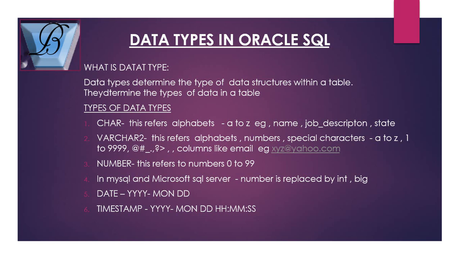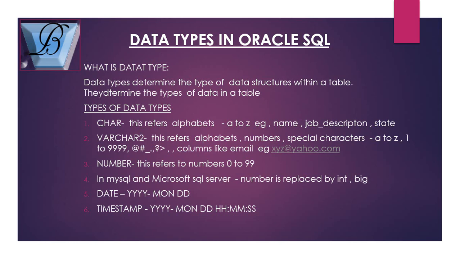Now, what types of data types do we have? There are different data types in Oracle SQL. The first one is CHAR. This refers to alphabet characters. If you have columns for name, job description, or state, the CHAR data type is usually used. Then VARCHAR2. VARCHAR2 is a unique data type that holds alphabets, special characters, numbers, and more. So if you have a column with an email, bash@yahoo.com, the @ sign is a special character, so for that particular column you have to use a VARCHAR data type. As we go on, I will explain further.